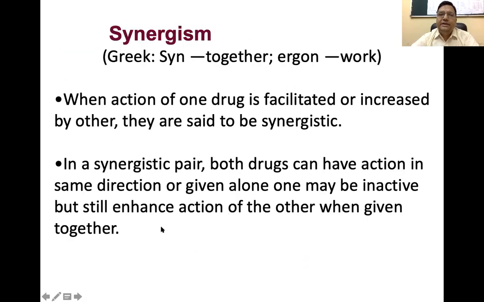So synergism means together, and ergon means work. That means two drugs are working together. When the action of one drug is facilitated or increased by the use of the other, they are said to be synergistic. In a synergistic pair, both drugs can have the action in the same direction, or given alone, one may be inactive. That means it is not producing a response. But when it is given with the other drug, it is going to have its own effect in the same direction.